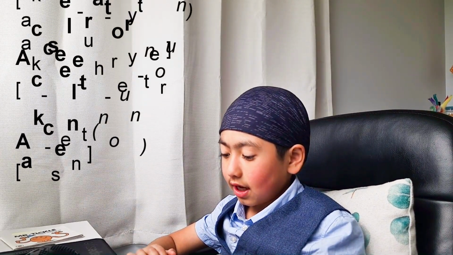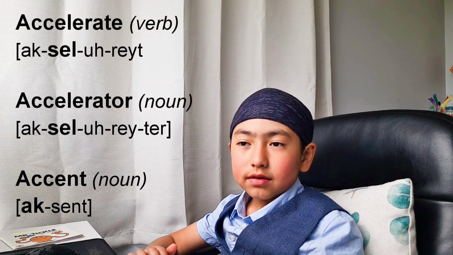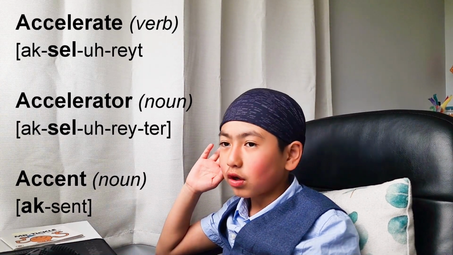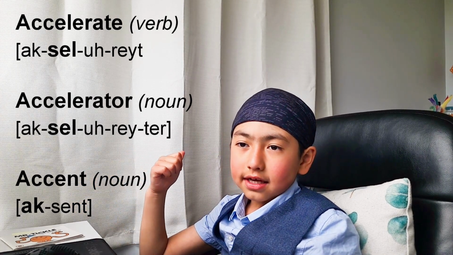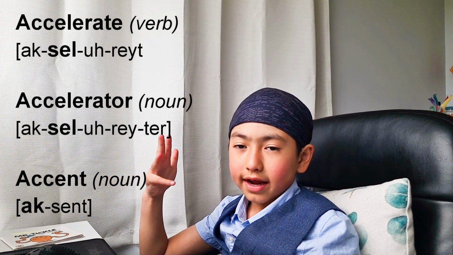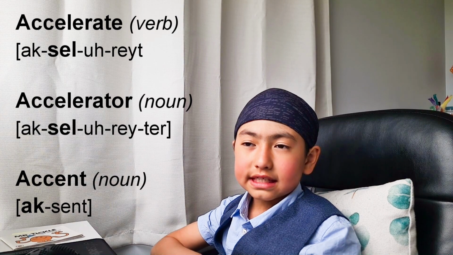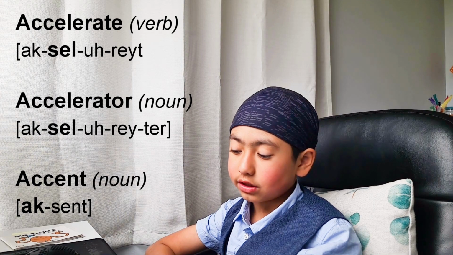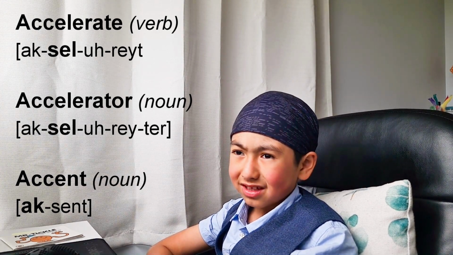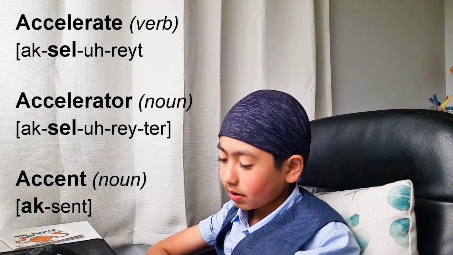So the first word is accelerate. Now it has four syllables. The syllables are accelerate, and the stress is on cell. Accelerate. The stress is on that. So it's a verb.